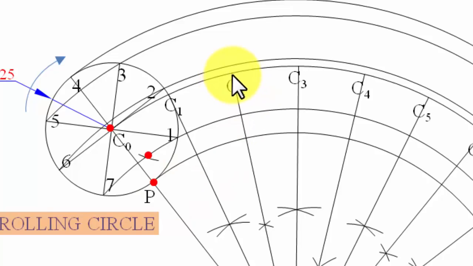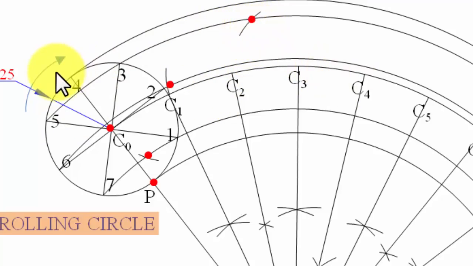Let's say we take C2 as center, this point as center, and this is the arc passing through point 2. With C2 as center, you need to cut an arc over here. So that is going to be your point P2. Similarly, for C3, we have an arc passing through 3. So with C3 as center, you need to put an arc over here. This is going to be point P3.